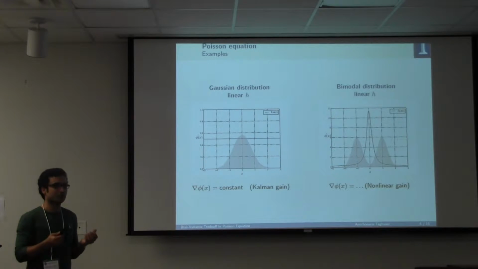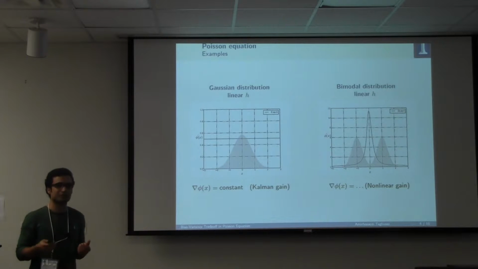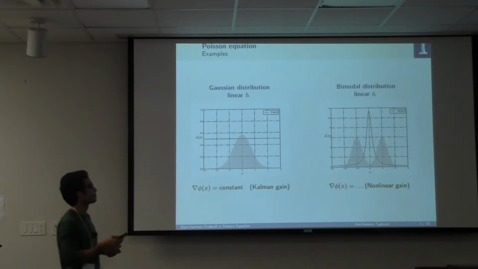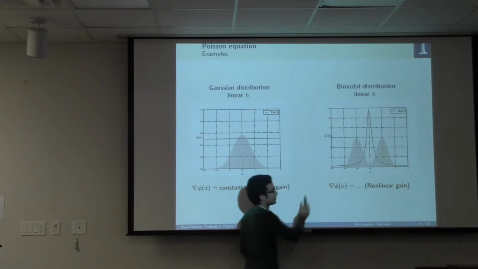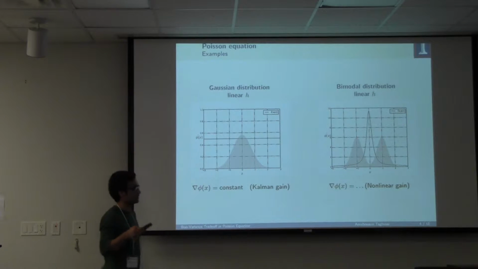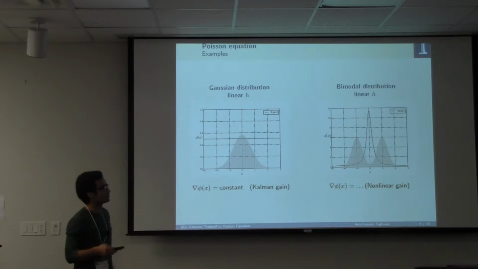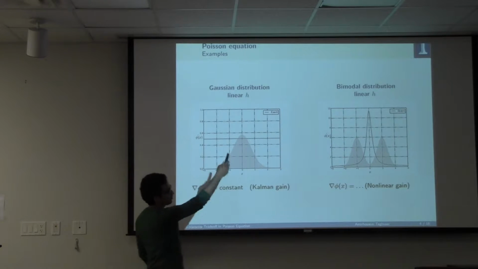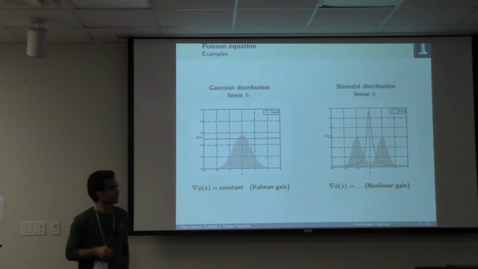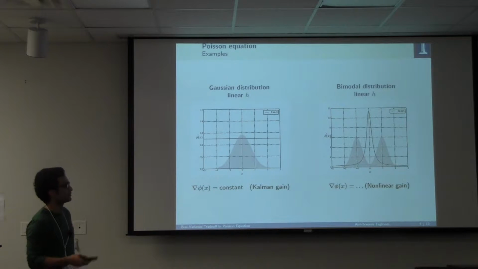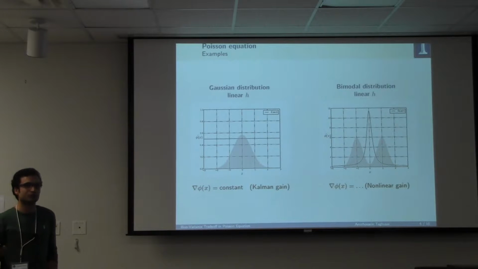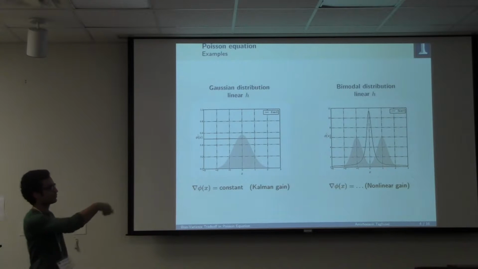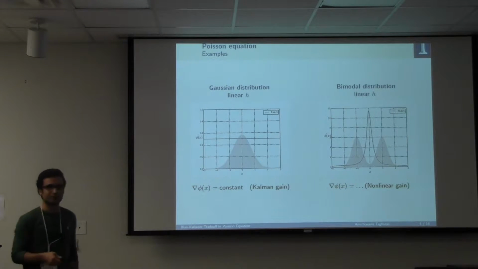But in the general, non-Gaussian setting, there is no explicit solution for the gain. So here, I have a bimodal distribution. The shaded area is the probability distribution, and the solid line is the gain, grad phi. So grad phi in this case is nonlinear, and it's hard to compute. And the objective is to find numerical ways to compute that given only samples from the distribution.